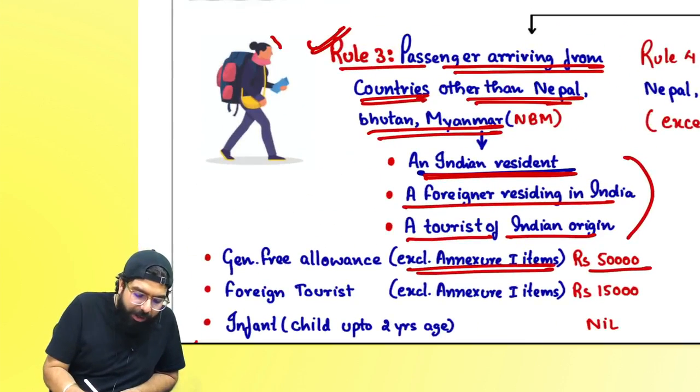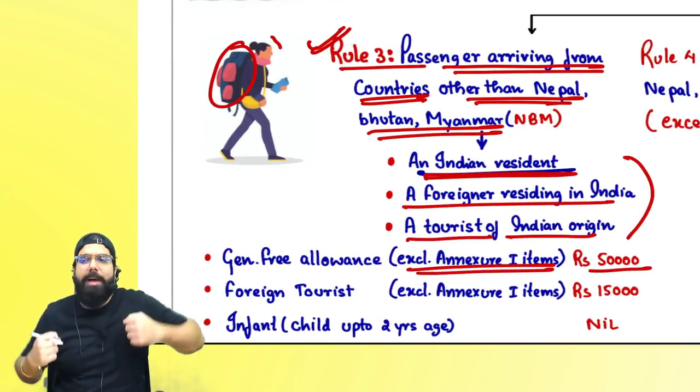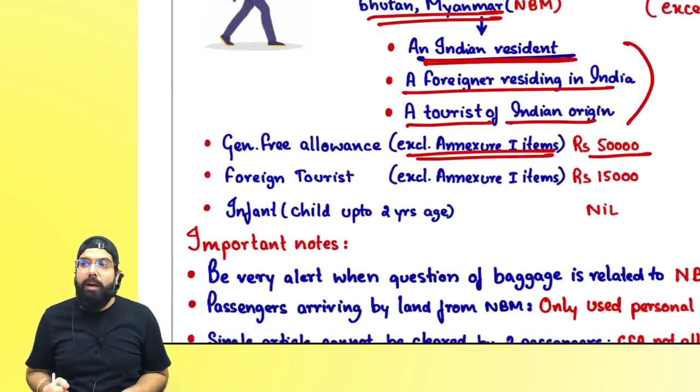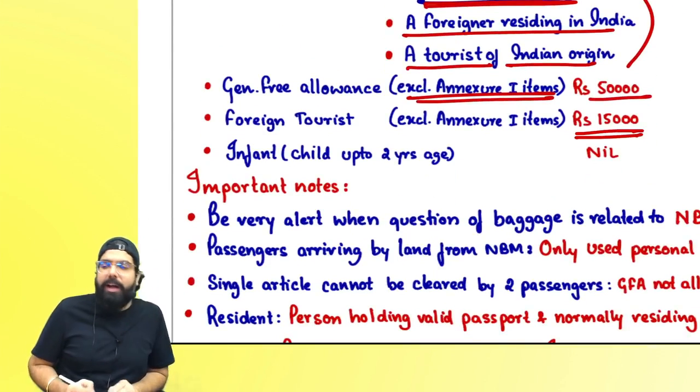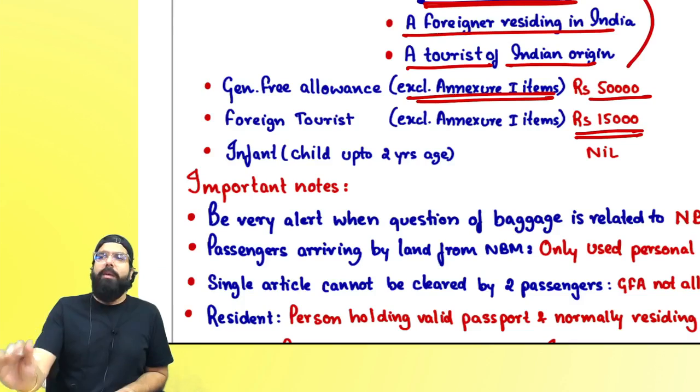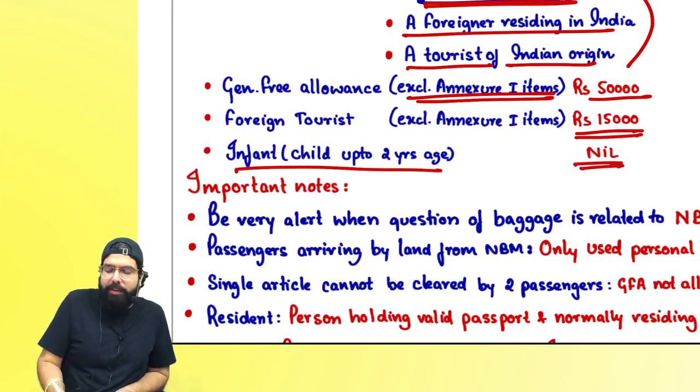Now if you are a foreign tourist who is basically coming with all these backpacks, etc., for foreign tourists they are telling coming from country other than Nepal, Bhutan and Myanmar, it is only 15,000. If you are a baby up to 2 years, then it is nil.